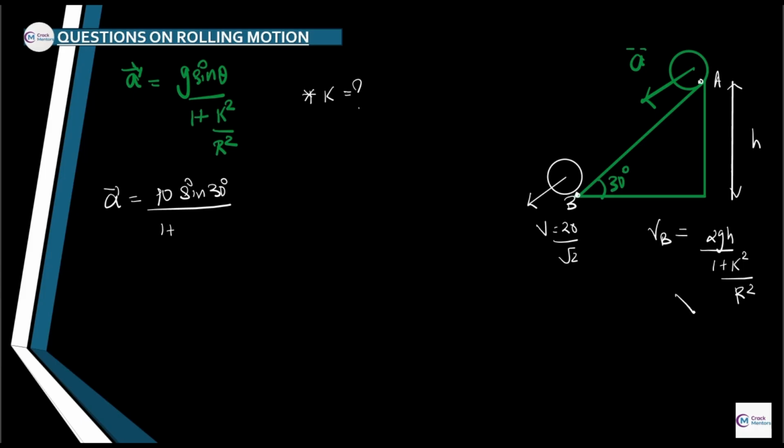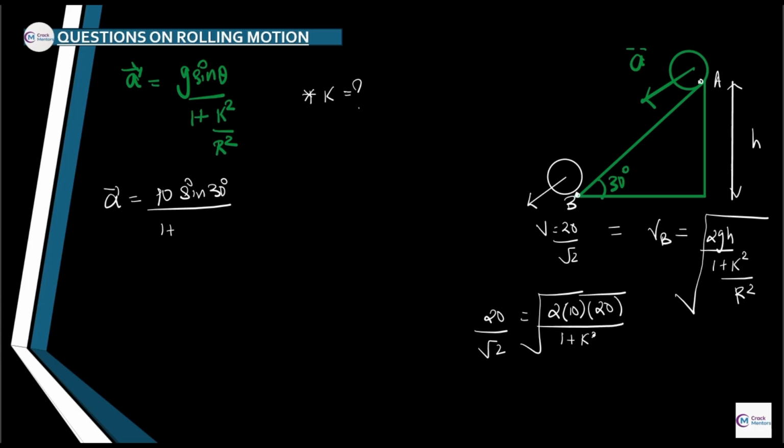Okay, this is the thing that we know. If we equate both of them, then 20 upon root 2 equals under root 2gh. What is the value of gravity? We are taking 10; you should take 9.8. And what is the height value? 20 upon 1 plus k square upon r square. Okay, this is the thing that is written as 20.